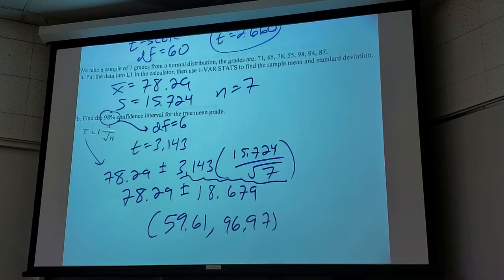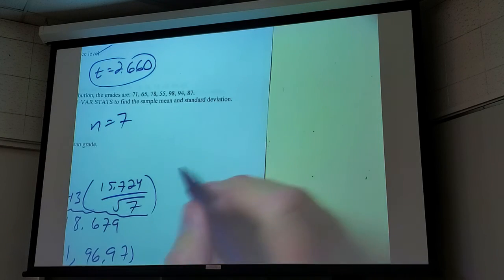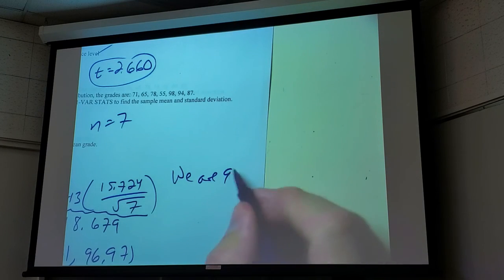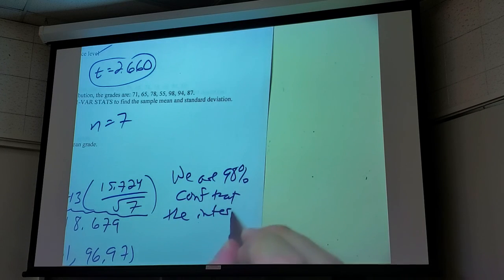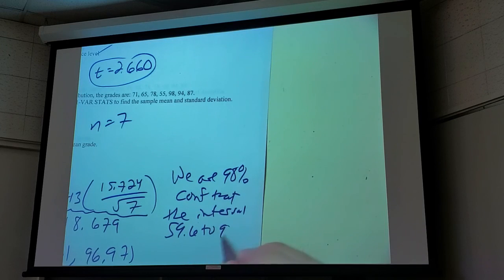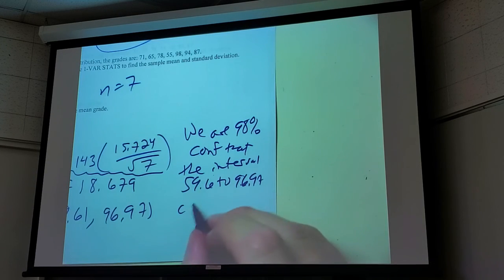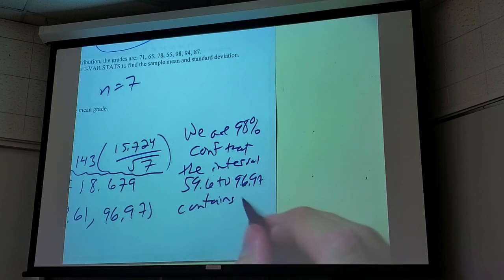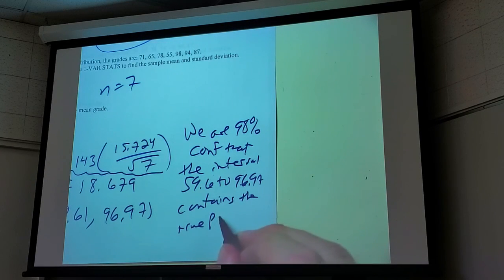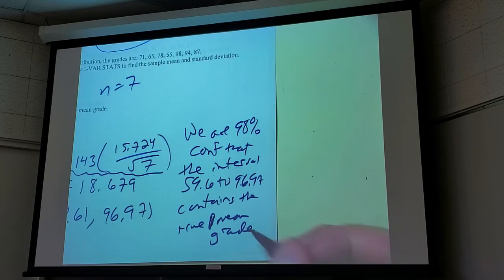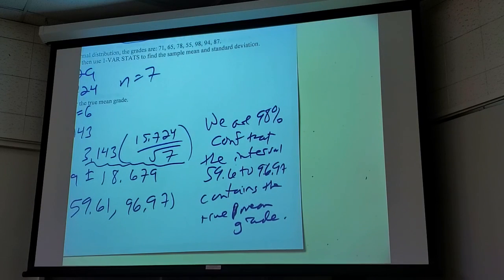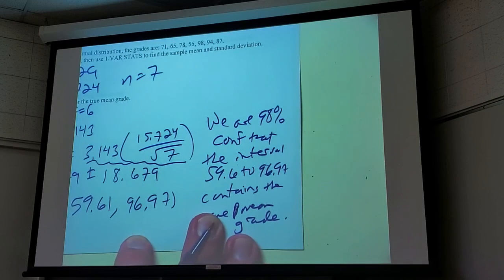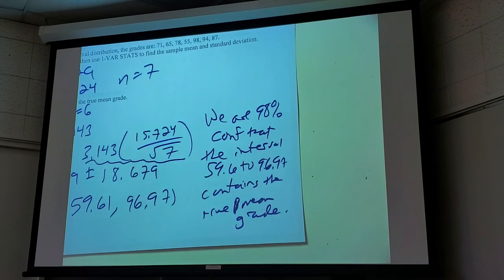So we are 98% confident that the interval 59.6 to 96.97, whatever, there are no real units on grades, contains the true mean grade, whatever this is from. We're 98% confident that the interval blah to blah contains the true mean grade. And so effectively that's useless. You'd probably have to go back and take a larger sample.